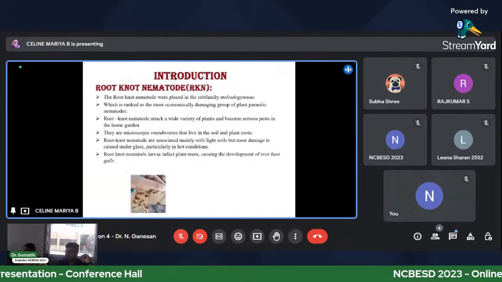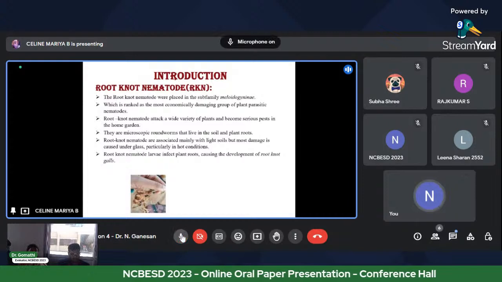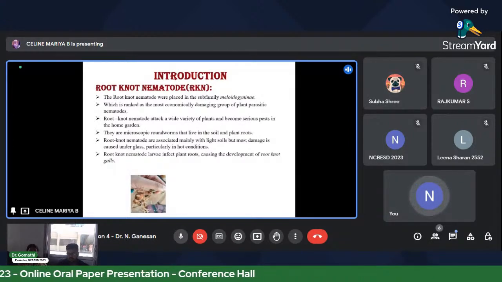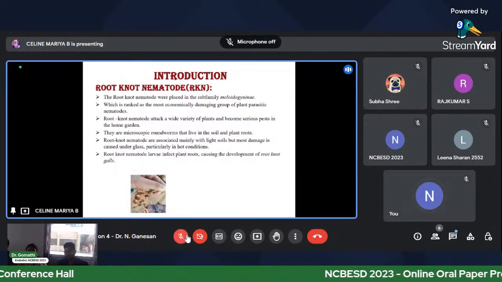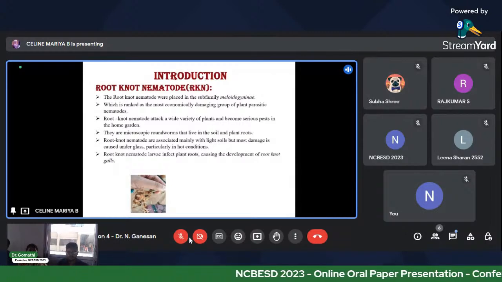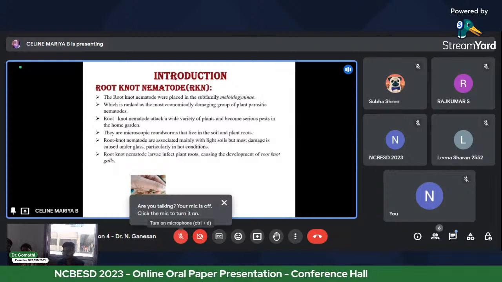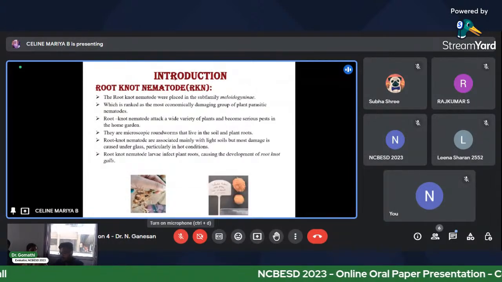Introduction of root knot nematode. Root knot nematodes are placed in the subfamily Meloidogyninae, which is ranked as the most economically damaging group of plant parasitic nematodes. Root knot nematodes attack a wide variety of plants and become serious pests in the home garden. They are microscopic roundworms that live in the soil and plant roots. They are associated mainly with light soils, but most damage is caused under glass, particularly in hot conditions. Root knot nematode larvae infect the plant roots, causing the development of root knot galls.